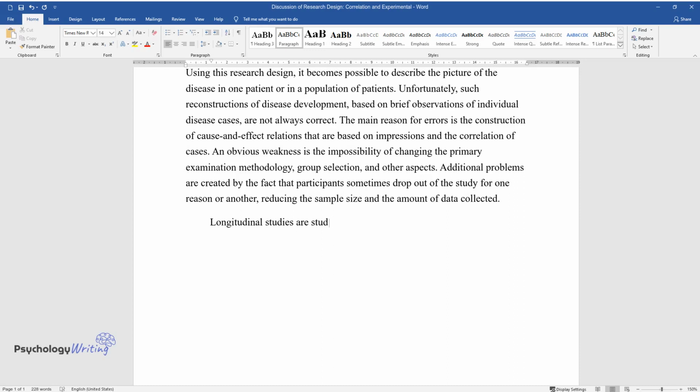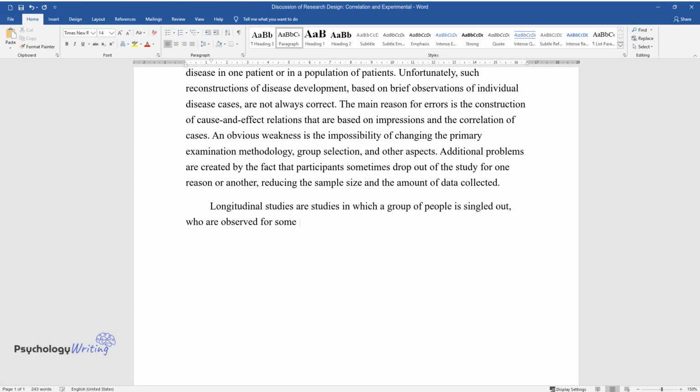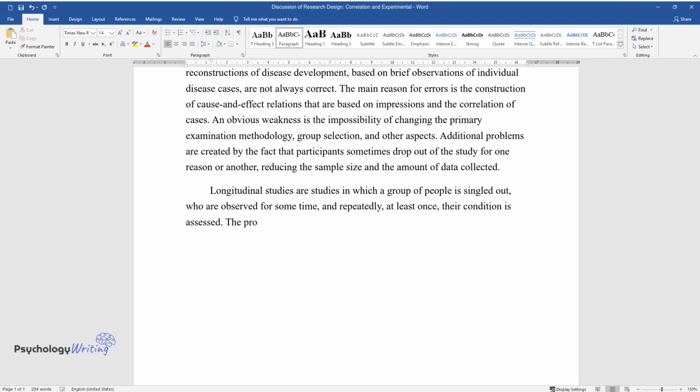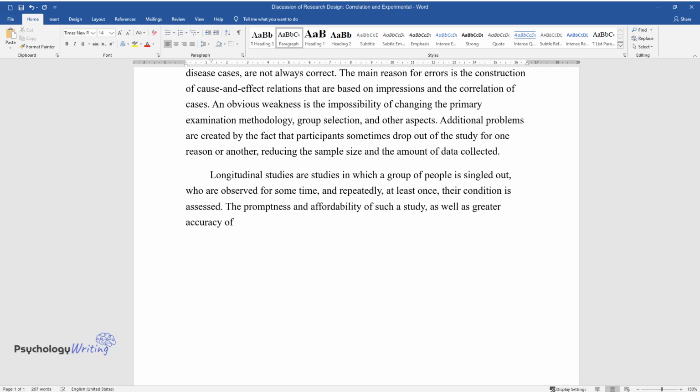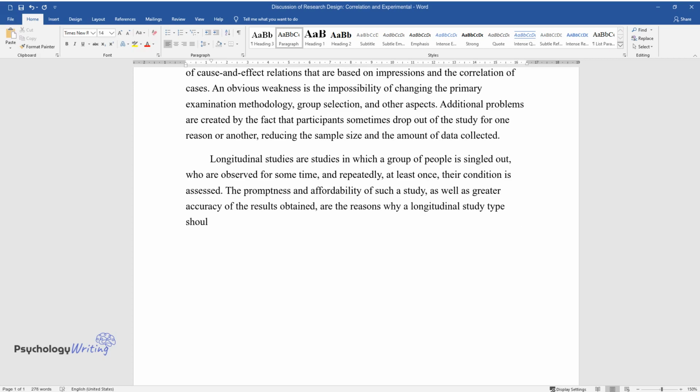Longitudinal studies are studies in which a group of people is singled out, who are observed for some time, and repeatedly, at least once, their condition is assessed. The promptness and affordability of such a study, as well as greater accuracy of the results obtained, are the reasons why a longitudinal study type should be used.